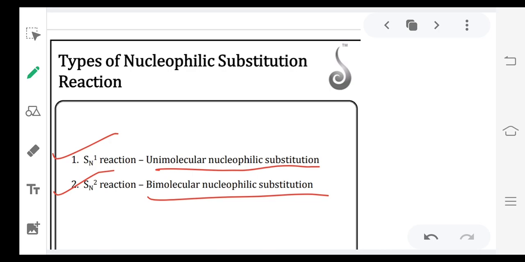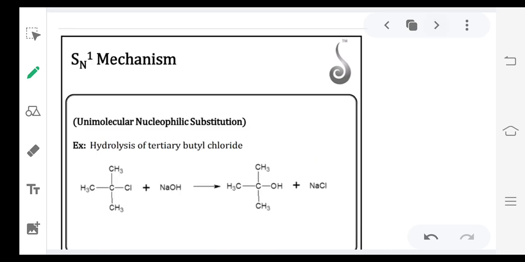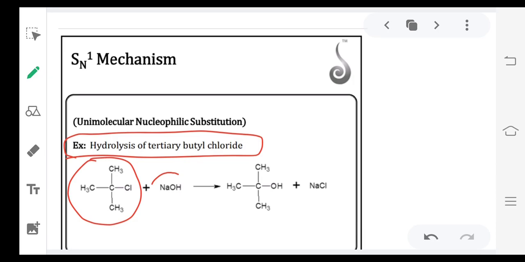SN1 reaction, unimolecular nucleophilic substitution reaction. The example given is hydrolysis of tertiary butyl chloride. So this is tertiary butyl chloride. We are treating it with NaOH. When we treat it with NaOH, Cl minus is eliminated and OH minus is substituted. So we will get the alcohol product and NaCl as byproduct. So we will see the mechanism of this reaction.